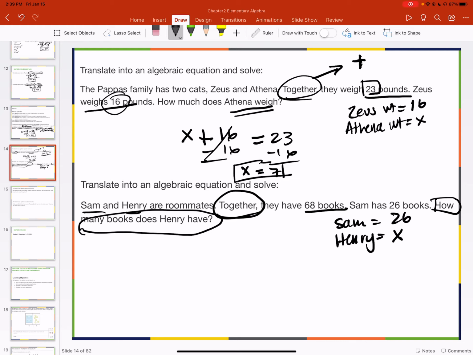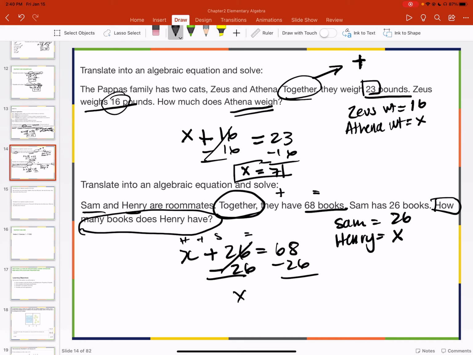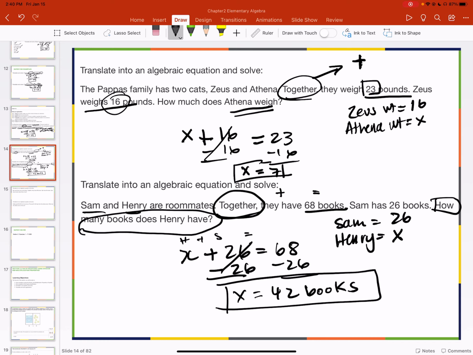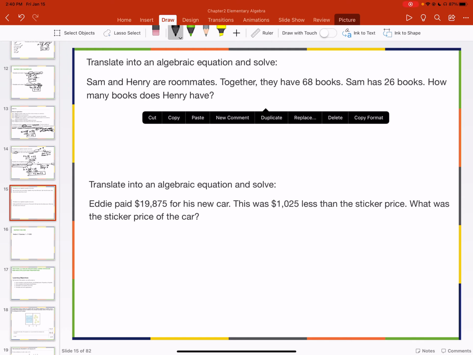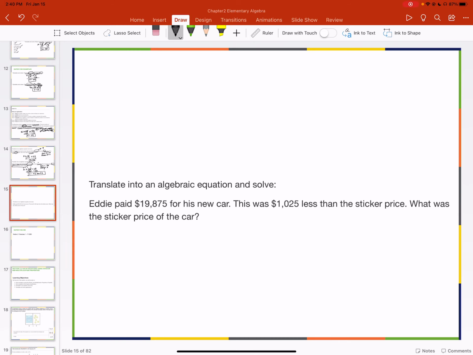Sam has 26. Together, that's going to be a plus equals, right? So Sam plus Henry. So Henry plus Sam, right? H plus S is going to equal together, right? So that's going to be 68. The total is 68 books. Okay, so then from here, we can very easily solve by subtracting both sides by 26. So we have X is equal to 42 books. Okay. All right. Great. Oh, we already did this one. That's nice. I'm going to go ahead and get rid of it. All right, let's do this one here.